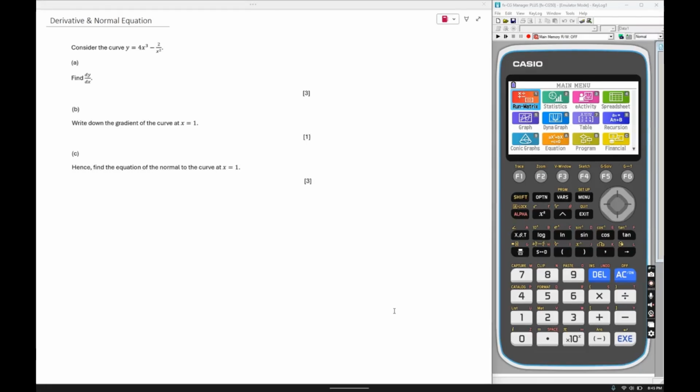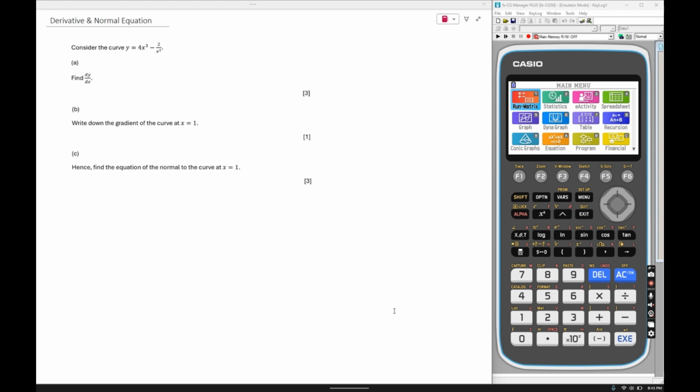Hi everyone, today we've got a derivative and normal equation question. So consider the curve y equals 4x cubed minus 2 over x squared. First question is find dy dx.